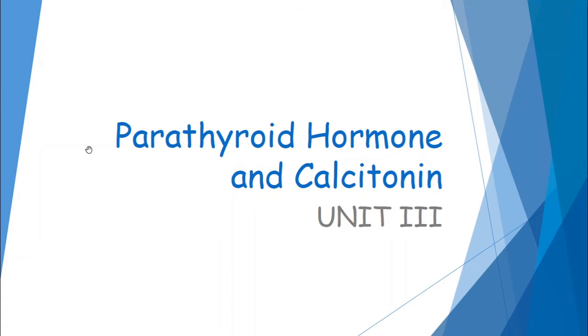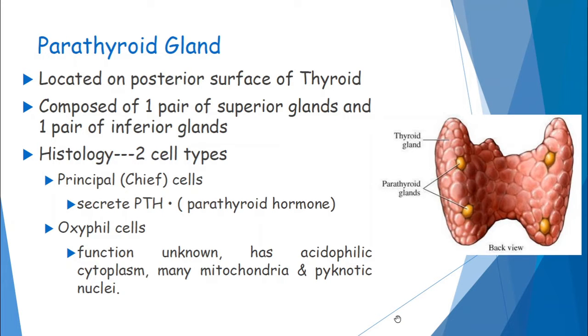regulation in your body. The parathyroid gland is located on the posterior surface of the thyroid, and the figure is the back view of the thyroid gland, where you can see four different parathyroid glands. It is actually a pair of superior glands and a pair of inferior glands.